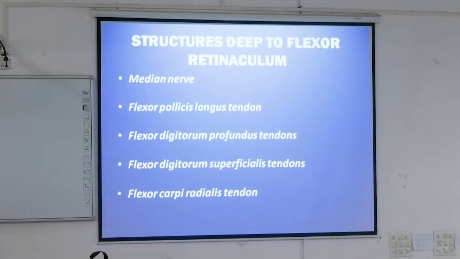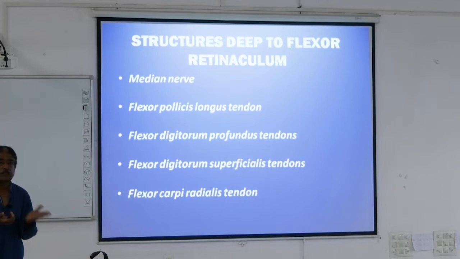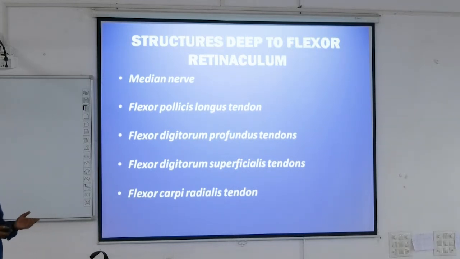The structures deep to the flexor retinaculum can be given as short notes. Now, structures deep to the flexor retinaculum: median nerve, flexor pollicis longus tendon, flexor digitorum profundus tendon, flexor digitorum superficialis tendon, flexor carpi radialis tendon. Now, when you dissect out the flexor retinaculum, you see all these structures here.